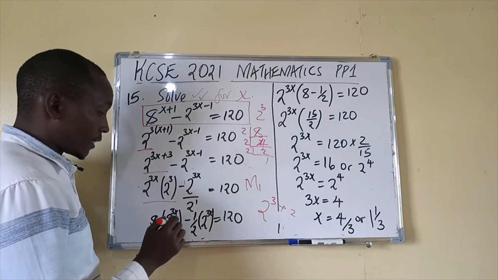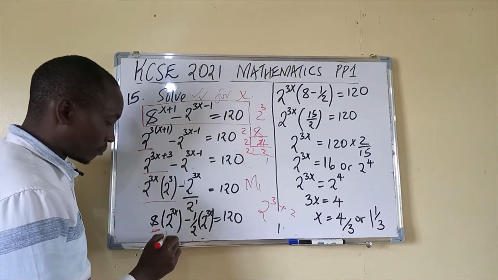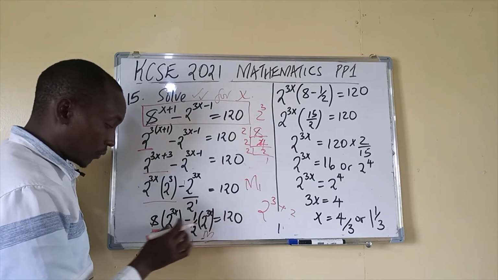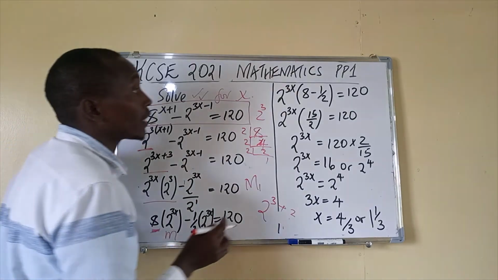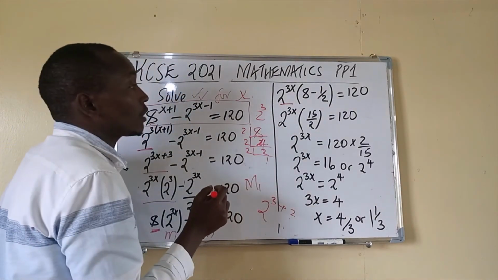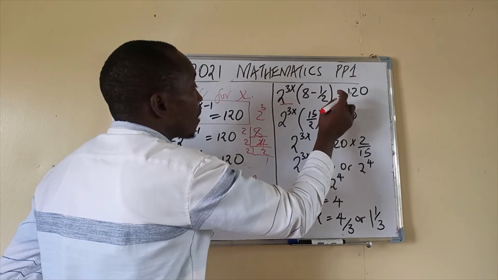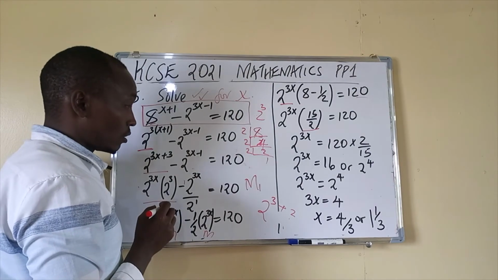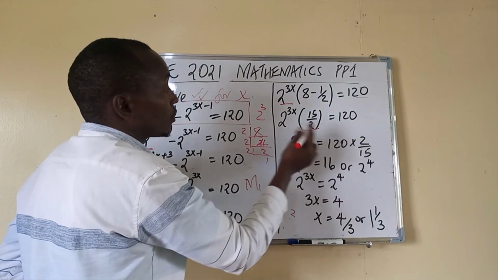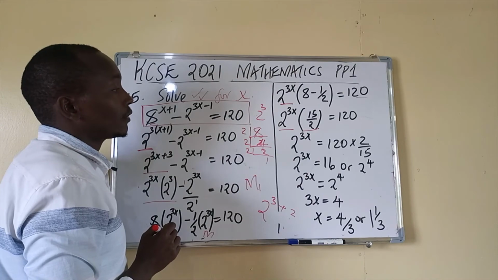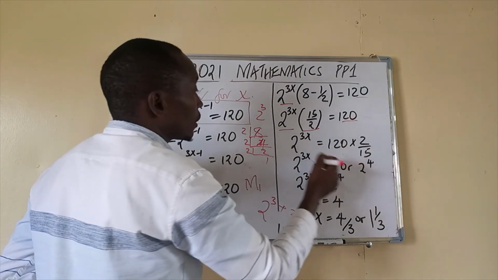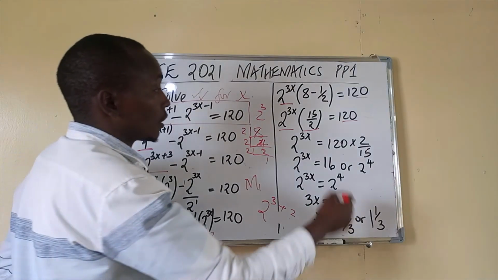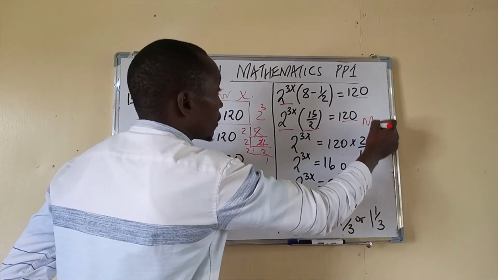Having done that, I can now represent this with m. So then I factor it out. I factor out this because it's common. 2 raised to power 3x is common. Once I factor it out like that, I'll have 8 minus a half, in brackets, equals 120. This is a number I can operate, and it is 15 over 2. So 15 over 2 is a number on its own. Then I have outside the bracket 2 raised to power 3x equals 120. At that point, that is where the student can score another method mark.